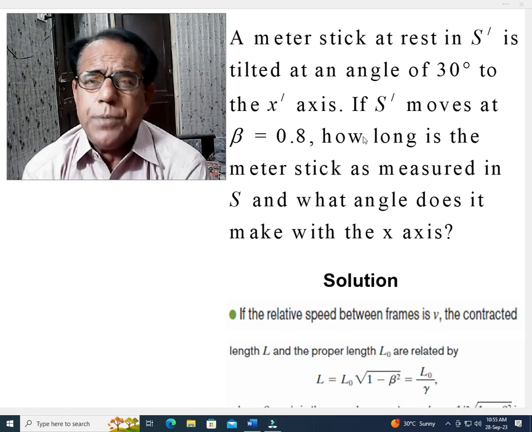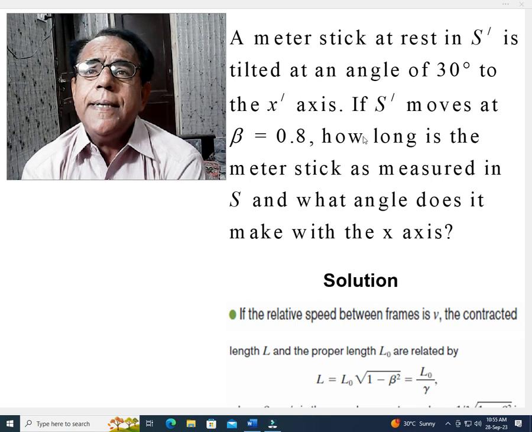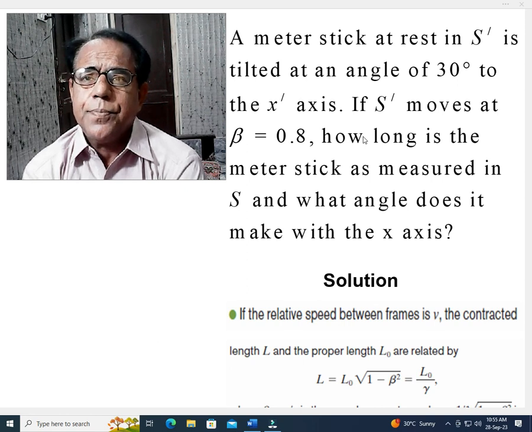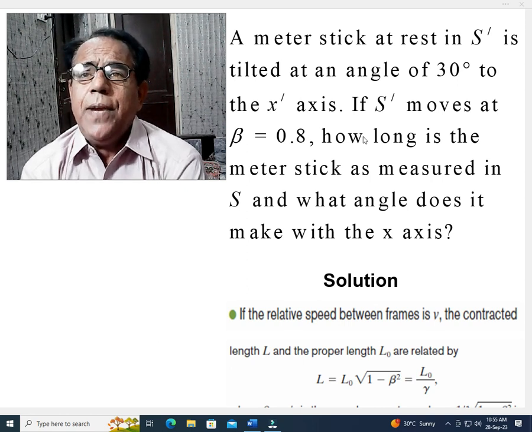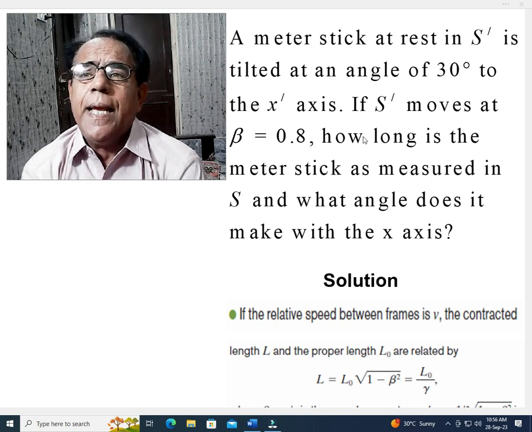primarily at rest. A meter stick at rest in S dash is tilted at an angle of 30 degrees to the X dash axis. If S dash moves at beta equal to 0.8, how long is the meter stick as measured in S? And what angle does it make with the X axis?